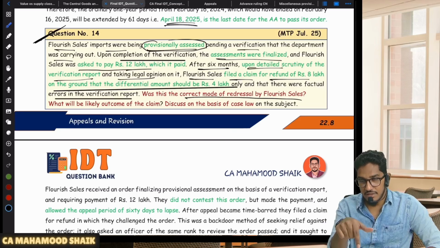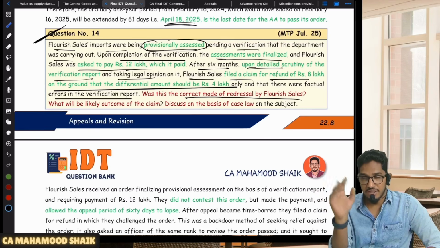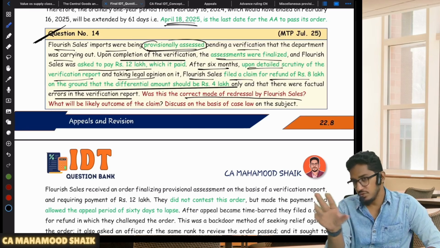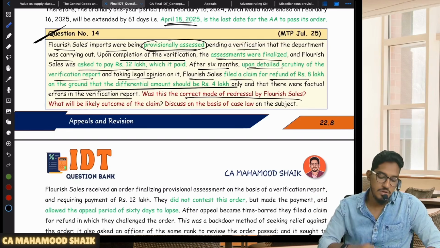This fellow is acting smart. He should have gone for appeal. He should have checked that order properly within the time limit. He should have challenged it by going for appeal. But instead of going for appeal, now he is claiming a refund. He says there is a factual error in my audit report, in my assessment report, I am eligible for refund, please give me refund. No, it is not possible. You can't cover up your mistakes by making a refund claim. Your time limit for appeal is over. So that's what they say.